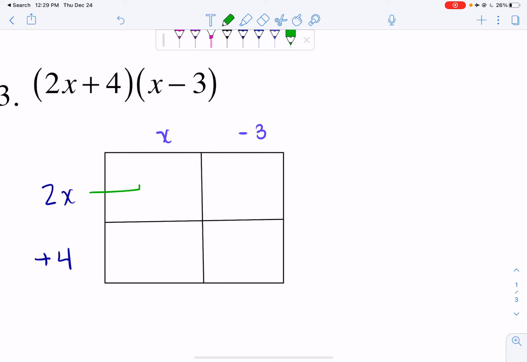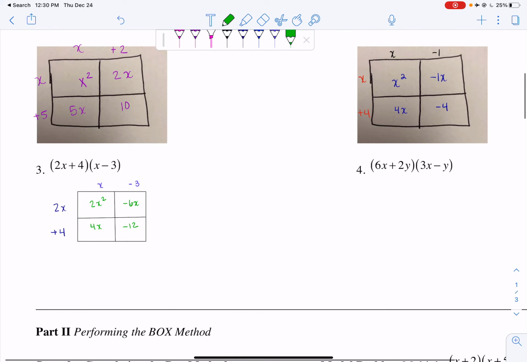I'm going to do 2x times x. 2x times x is 2x squared. 2x times negative 3, negative 6x. 4 times x gives me a 4x. 4 times negative 3 gives me a negative 12. I like how this is looking.